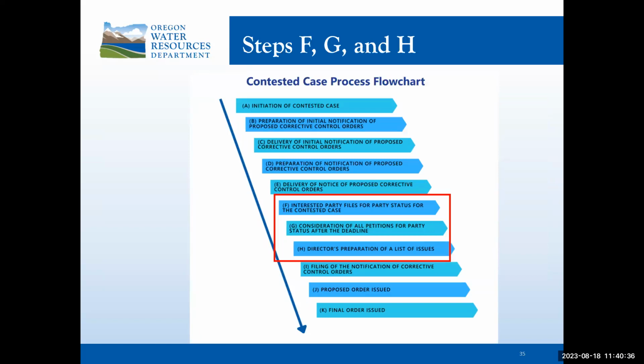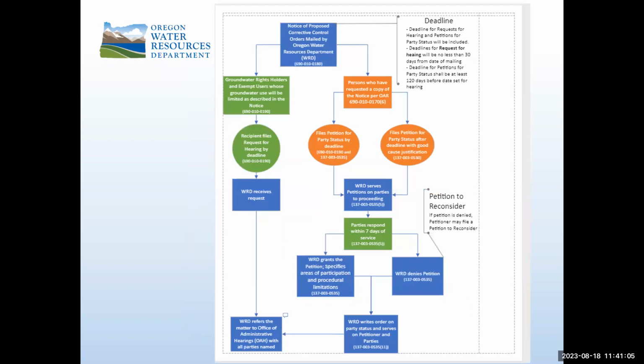So now we move on to steps F, G, and H. In step F, we're allowing interested parties to file for party status or to file a request for hearing. And then in step G, we're going to consider all of those petitions for party status. And then in step H, the director is going to prepare a list of issues, and then we're going to forward that on to the Office of Administrative Hearings to actually conduct the contested case. So now I'm going to walk through a flow chart of steps F, G, and H for the purposes of trying to make this process even more clear.